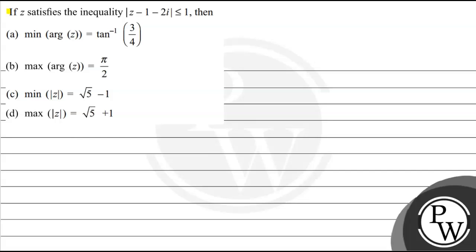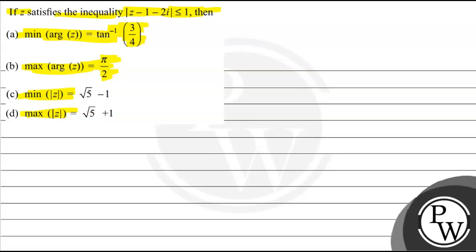So the question is saying if z satisfies the inequality modulus of z minus 1 minus 2i is less than or equal to 1, then these are the options. We have to check which options will be correct. In the options we have to find the maximum and minimum argument of z, then the maximum and minimum modulus of z. So these four things we have to check, and then find which is correct and which is incorrect. Okay, so here we have only this inequality.